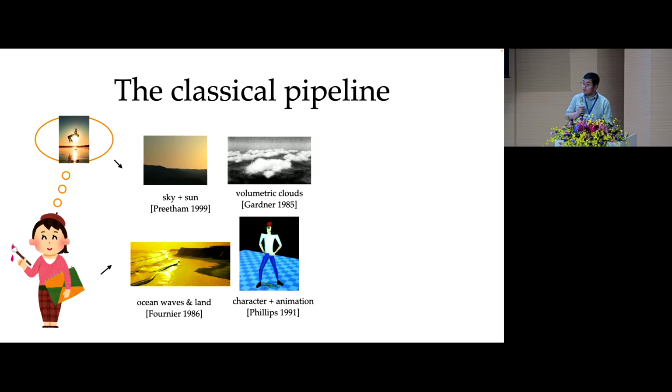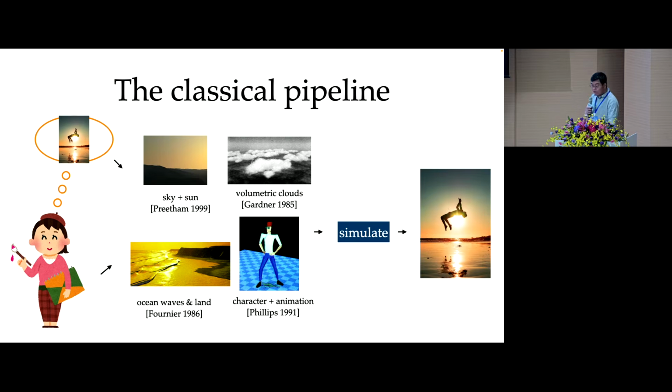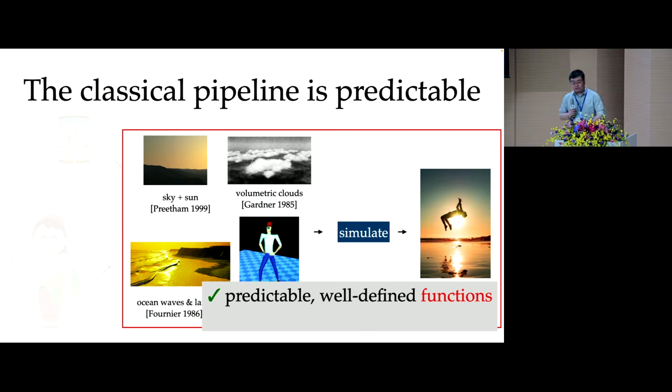And after you have all of these, you simply push the simulate button, and hopefully it will give you what you envisioned in the first place, right? And why could this actually achieve the vision of the artist? This is because this simulate between the inputs and the output is a predictable, well-defined function. It's not even a mapping, right? But it is a mapping, but it's even better than a mapping. There is a very well-defined behavior of what will happen given a certain kind of input.